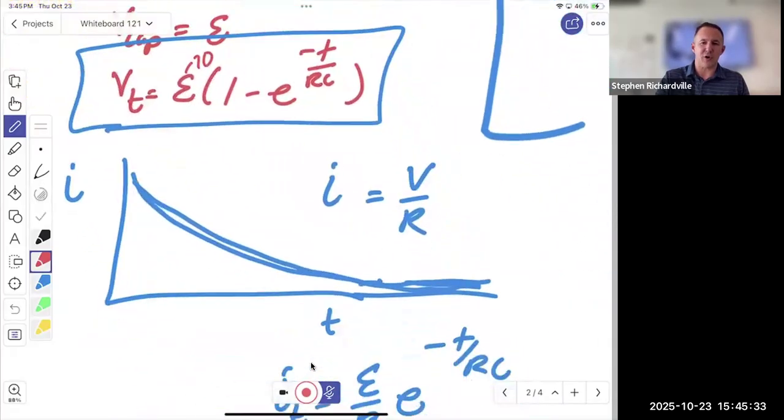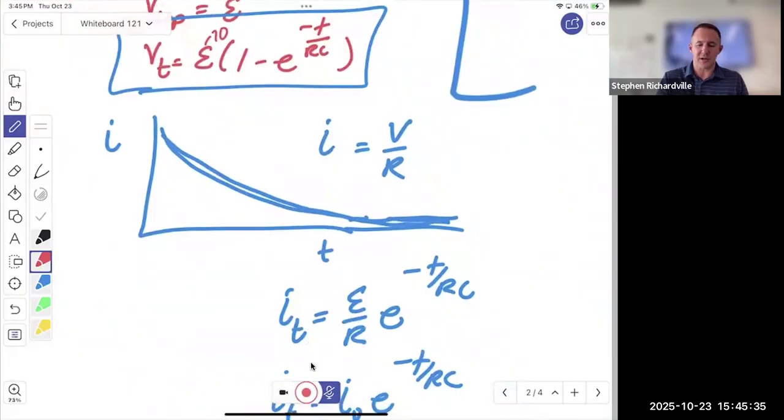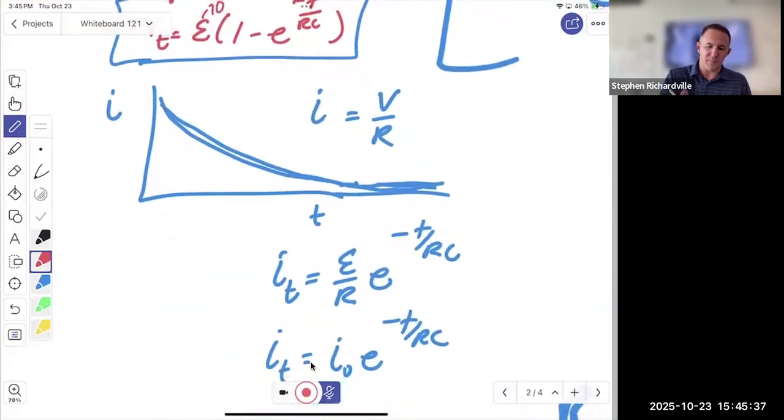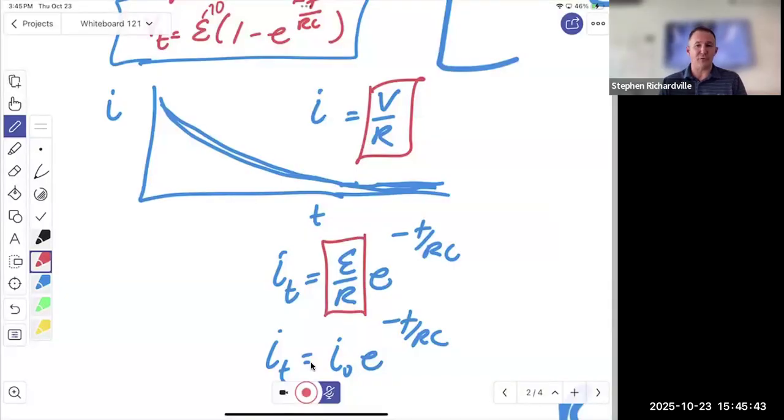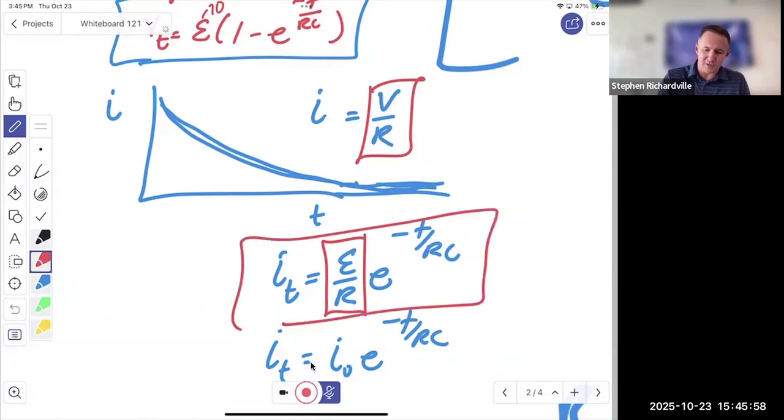But current is decreasing. I know that I is V over R. So what is it during charging? My current's actually decreasing. The initial current is the voltage of the battery over R, but it's not increasing to that number. It's decreasing. E to the negative infinity is 0, remember? So this, or e to the 0, is just 1. So this function tells me that my current's going to go from E over R to eventually 0.